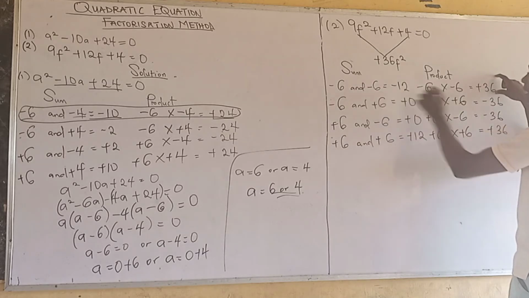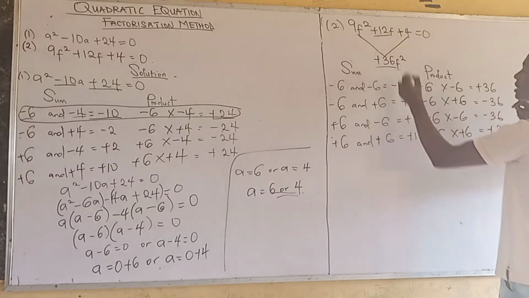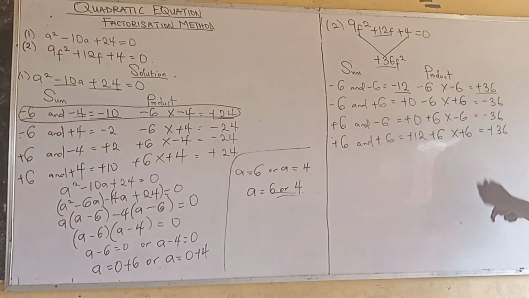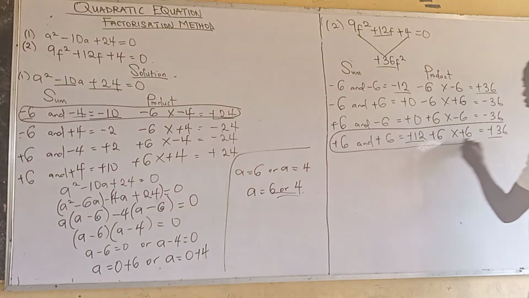Now look at this, the reason why we will not use this one, do you know why? We are looking for plus 12 and plus 36, but this one is giving us minus 12 and plus 36. So these are the factors, so this is what we'll be using.